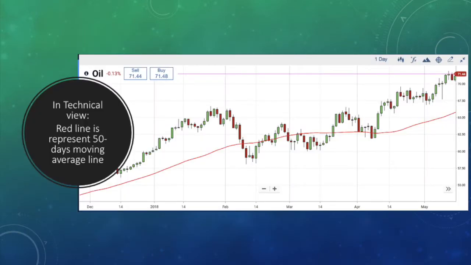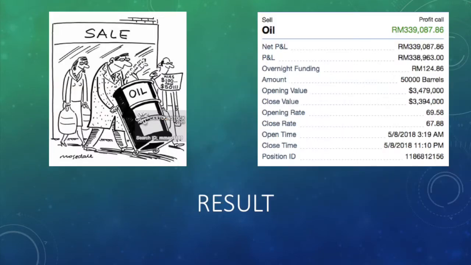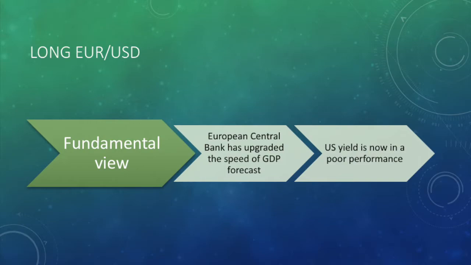Next, in the technical view, as shown in the graph, in February, March, April, the price has dropped below the 50 days moving average line. It can predict that May will also have one that will drop below the moving average line. Therefore, the price will be going down in the future. The next slide will be the result, and you can see that the oil price has dropped more than $1.7 in a single day.